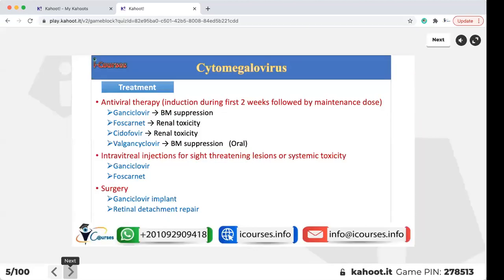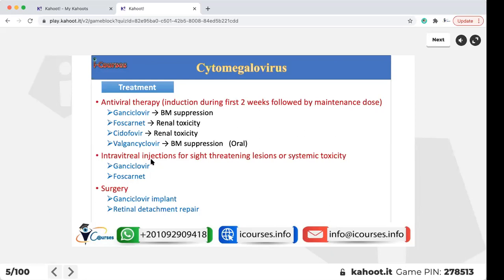As we said in the uveitis lecture, cytomegalovirus can be treated by a wide variety of drugs. Every drug has specific side effects. For example, ganciclovir will cause bone marrow suppression, as well as its derivative valganciclovir. But the advantage of valganciclovir is that it can be administered orally. The problem of foscarnet is renal toxicity, as well as cidofovir. So foscarnet is better than ganciclovir in that it will not cause myelosuppression or bone marrow depression.